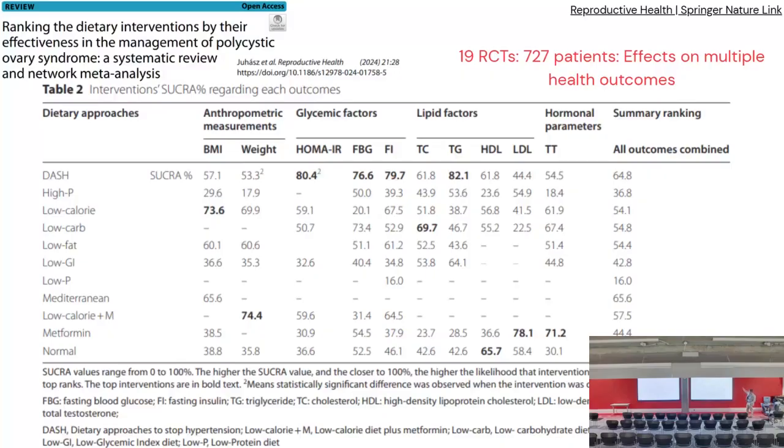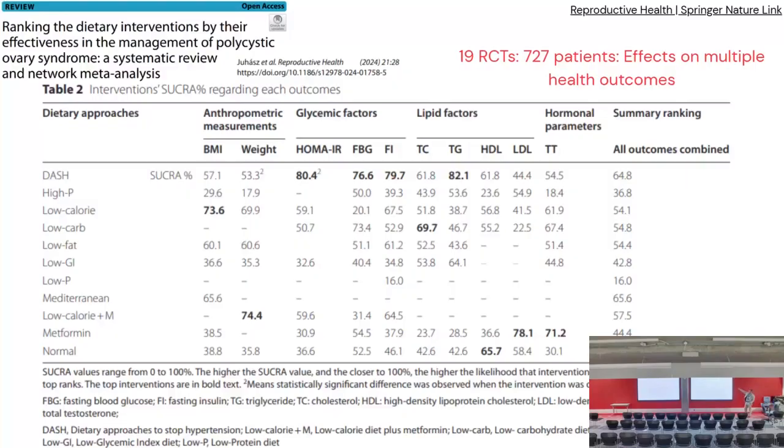And then looking at all the outcomes combined. And they've used a ranking, okay? It's something called a SUCRA score, okay? And the higher your SUCRA score, the higher the intervention seems to be for that particular type of dietary approach. And you've got different dietary approaches.